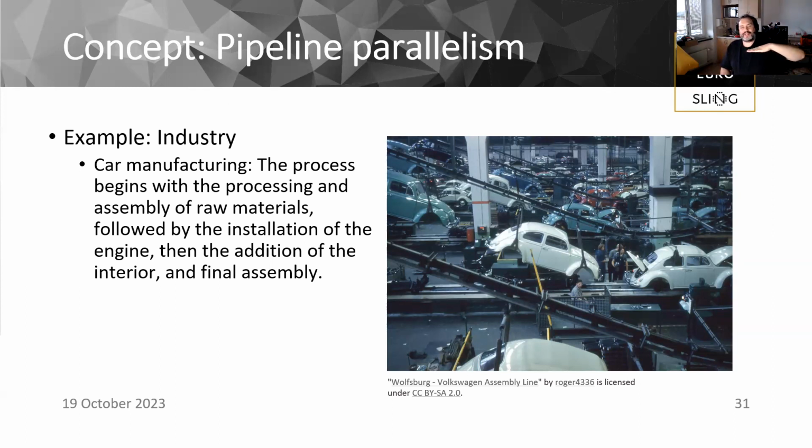Let's say the process that was invented by Henry Ford. So how were cars produced before Henry Ford? You had a team of mechanics. That team of mechanics first put together the chassis and the wheels.